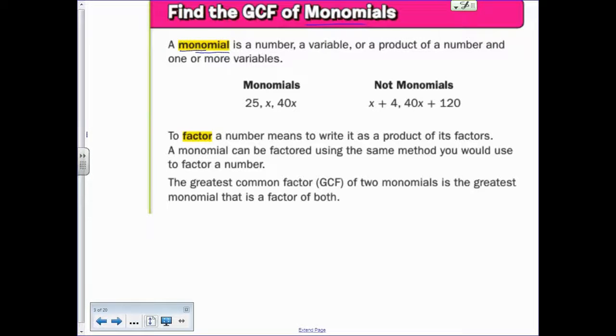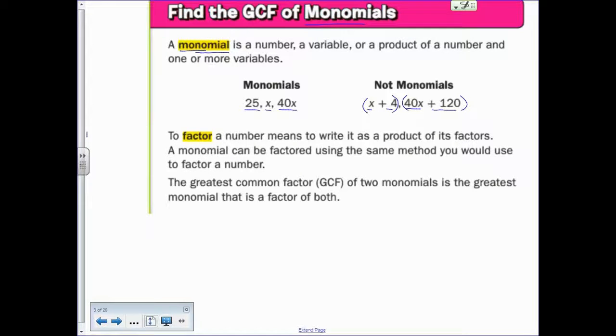So when you look at these monomials down here, you have 25. That would be a monomial that would be standing as a constant. You have x, or 1x, which would be a monomial where it's just a variable. And then you have 40x, which is those terms or monomials that have a coefficient and a variable. These over here are not monomials. X plus 4, that's got two monomials in it. So we call that a polynomial. 40x plus 120, also a polynomial because it has two monomials or two terms that make it up.